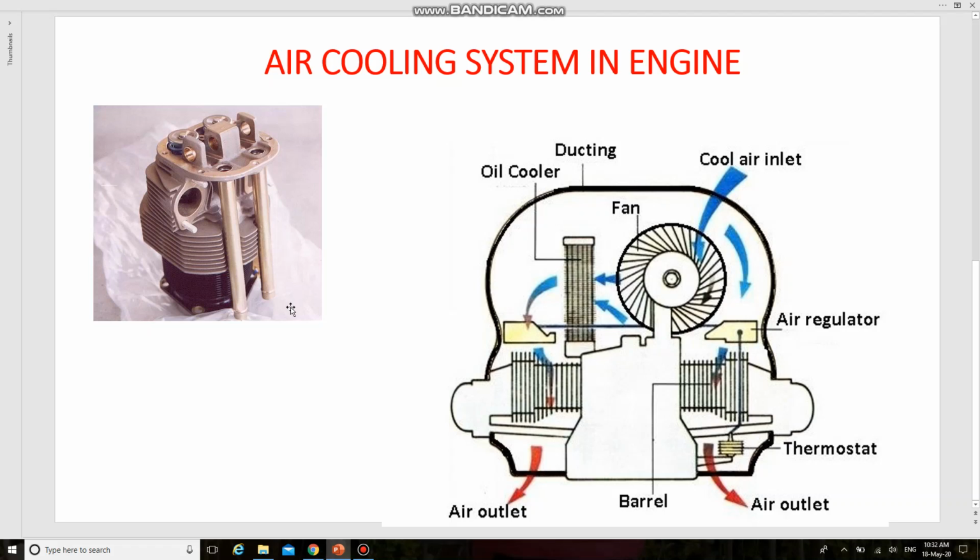The cooling fan is placed in a semicircular ducting. So this is the cooling fan and it is placed in this kind of semicircular ducting. The ducting covers the cylinder head. Its interior is fitted with baffles which direct the flow of air over the engine cooling fins and through an air cooler. Below the cylinders, the air is delivered over a thermostat which operates a valve via a lever.